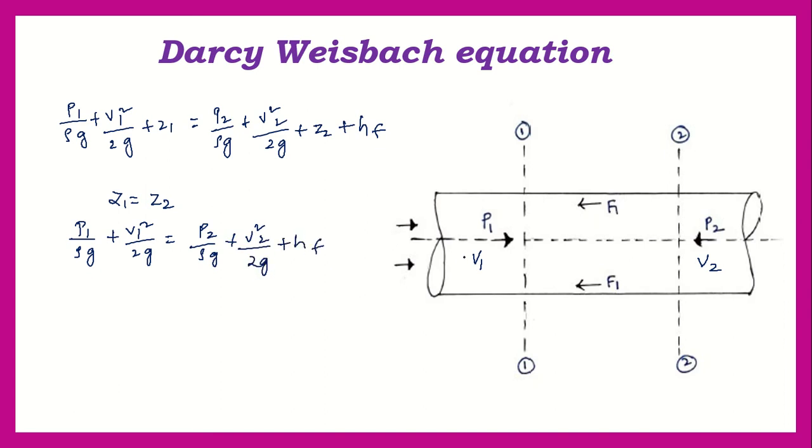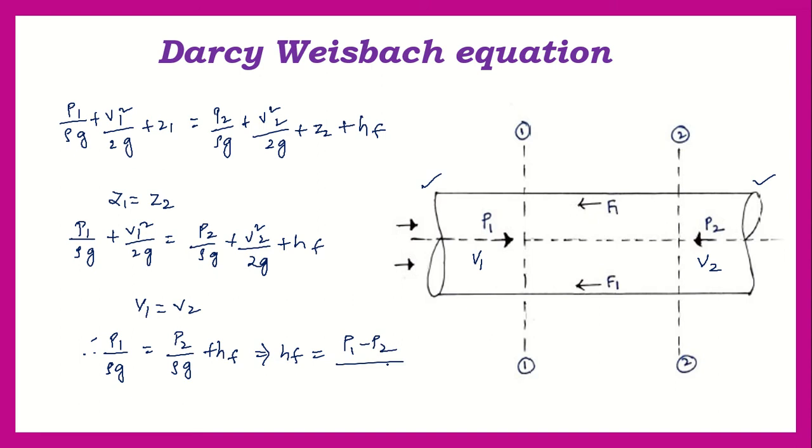But I also told that d is the diameter of the pipe, which is not changing between the sections and after the sections, meaning the entire pipe has the same diameter. When there is the same diameter, the velocities also will be the same, which is V1 equal to V2. So finally V1 square by 2g and V2 square by 2g also get cancelled. Therefore we are left with P1 by rho g equal to P2 by rho g plus HF. From here we can write HF as P1 minus P2 by rho g. Let's take it as equation number 1. This equation 1 came just by applying Bernoulli's equation at the two sections.